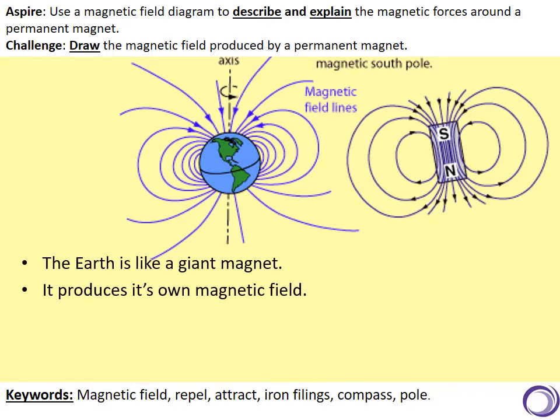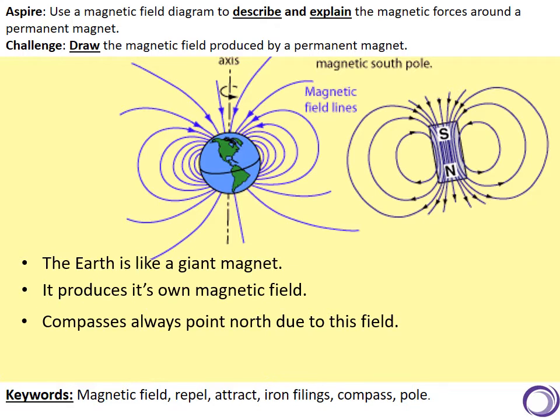So the Earth's like a giant magnet. It produces its own magnetic field. Some planets do, some planets don't. The reason the Earth does is because it contains a molten iron core that's rotating, and that's generating the magnetic field. So compasses always point north. They're pointing to what we call the North Pole, the Arctic.